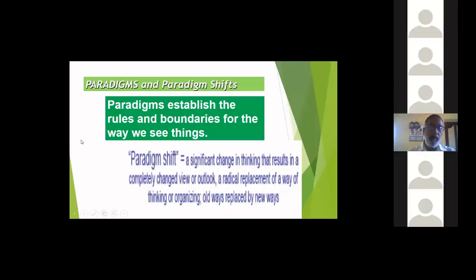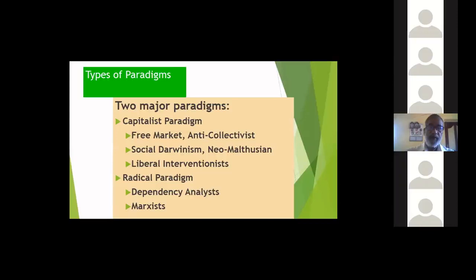Okay? Let me look at this. There are two major paradigms in the world today. One is the capitalist paradigm. The other is a radical paradigm, a Marxist paradigm. Okay, a capitalist paradigm is also what we call an establishment paradigm. Okay?